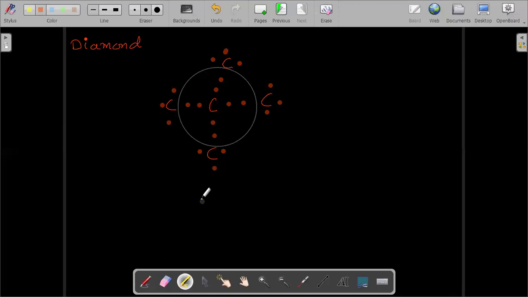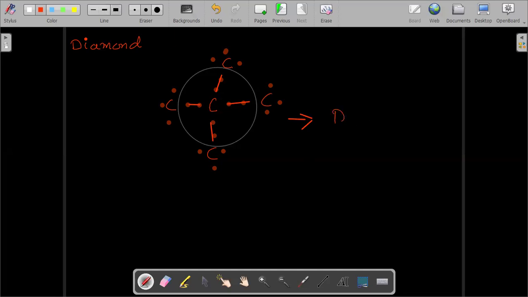Now in the same way, if the carbon atoms are arranged in the same way, each carbon atom bonding to the next carbon atom, giving rise to a tetrahedral structure. In this way they are joined together, and such a structure is called a tetrahedral structure. I'll tell you what a tetrahedral structure looks like. When carbon joins in this way with the other carbon atoms, this gives rise to the formation of diamond.